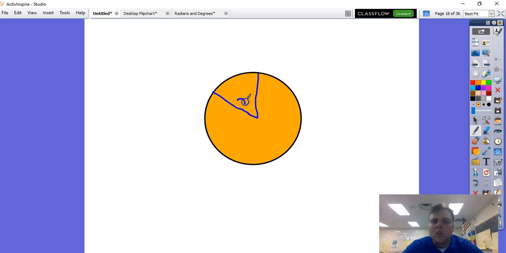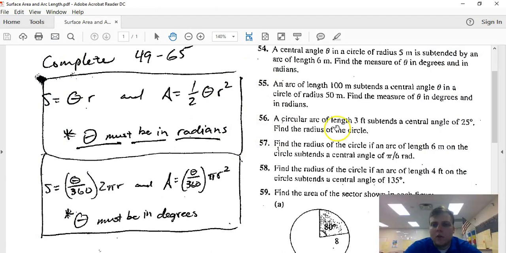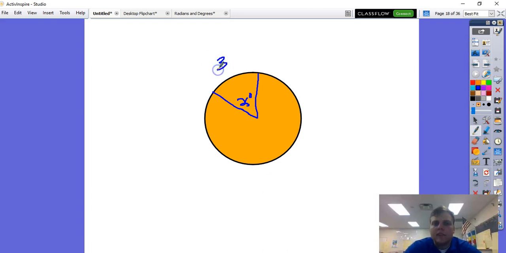Alright. So my inside angle was 25, and then it told me, I believe, that my arc length was circular arc of length 3. So this is length 3. Okay, and it says find R. So first off, guys, look at the given information. You're given an arc length, so you know that this is going to be some kind of S equals. Then look at your angle. Your angle is in degrees. So you know you need to look at the formula that says theta must be in degrees, which is S equals theta over 360 2 pi R. And what it wants me to do, it wants me to solve for R.